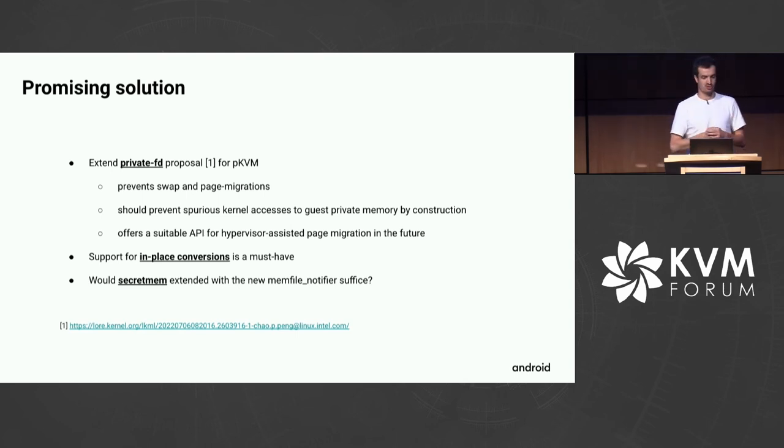However, we really need to have support for what we call in-place conversions, which means non-destructive shares, unshares or donations. Another thing we're currently looking at is whether secretmem would be a good option for this, because we don't necessarily mind keeping guest memory mapped into the VMM as long as only the VMM can access those pages, because we can segv it cleanly if that happens. The biggest problem is when the kernel accesses those pages, so maybe secretmem extended with some of the features provided by the private FD proposal would be a good option.